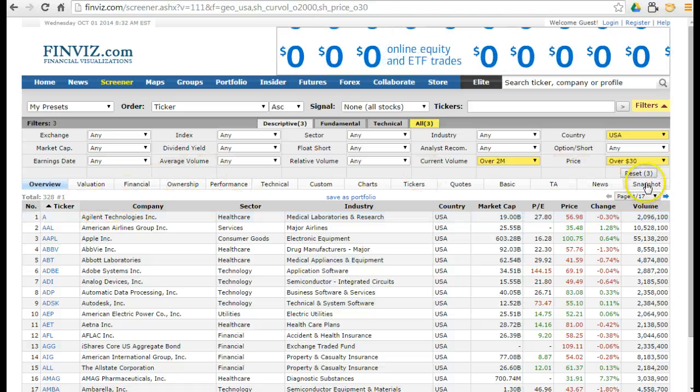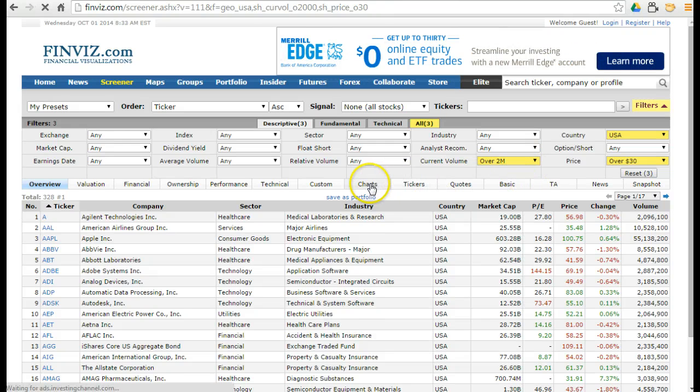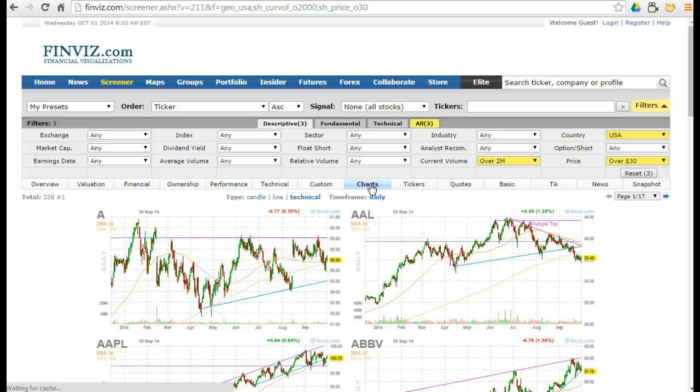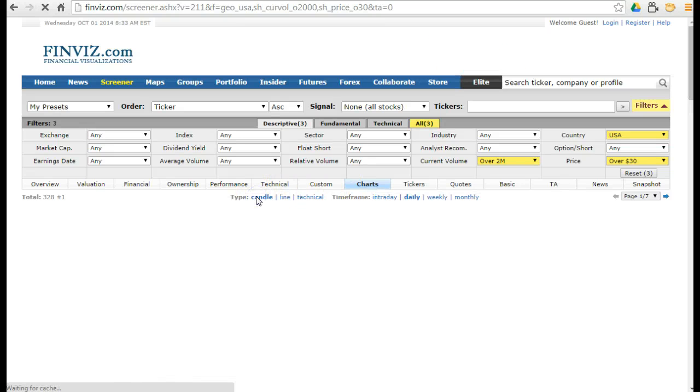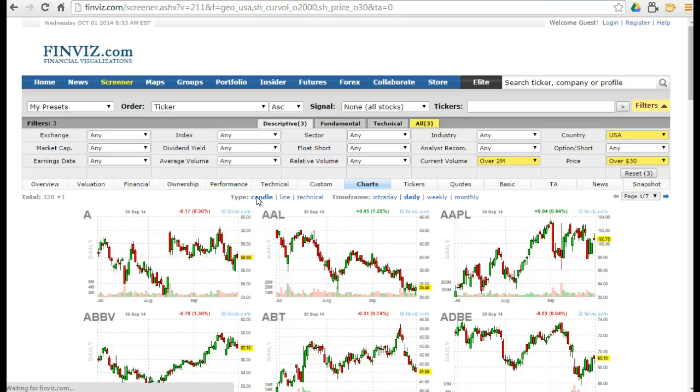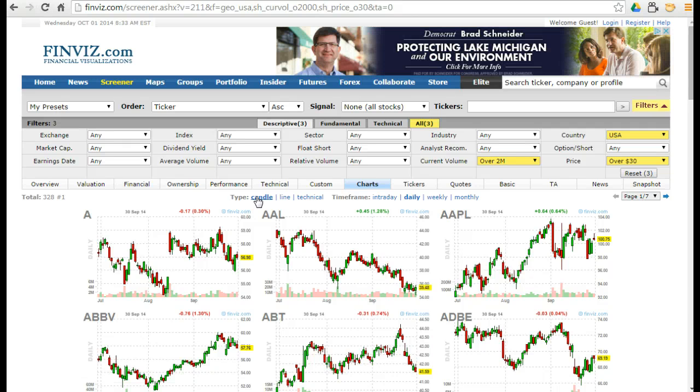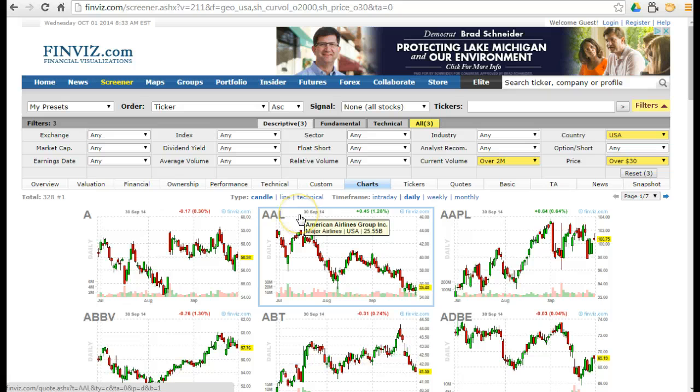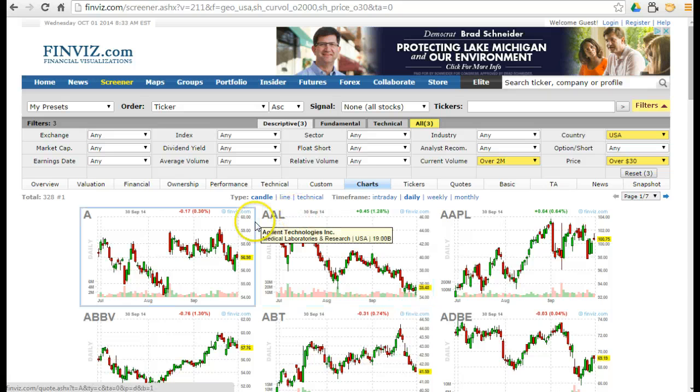So what I want to do then, once I get that done, is go to where it says charts. And it's giving me the 1-year charts. I want to get that to 3 months. And so now I could pull up all these charts, 320 of them, pretty quickly, and I could start going through looking for charts that I want to trade.